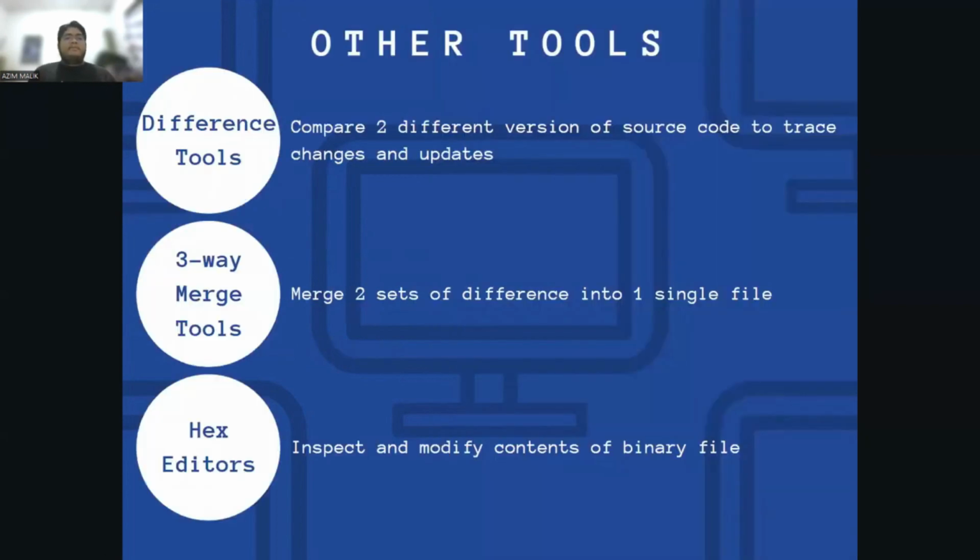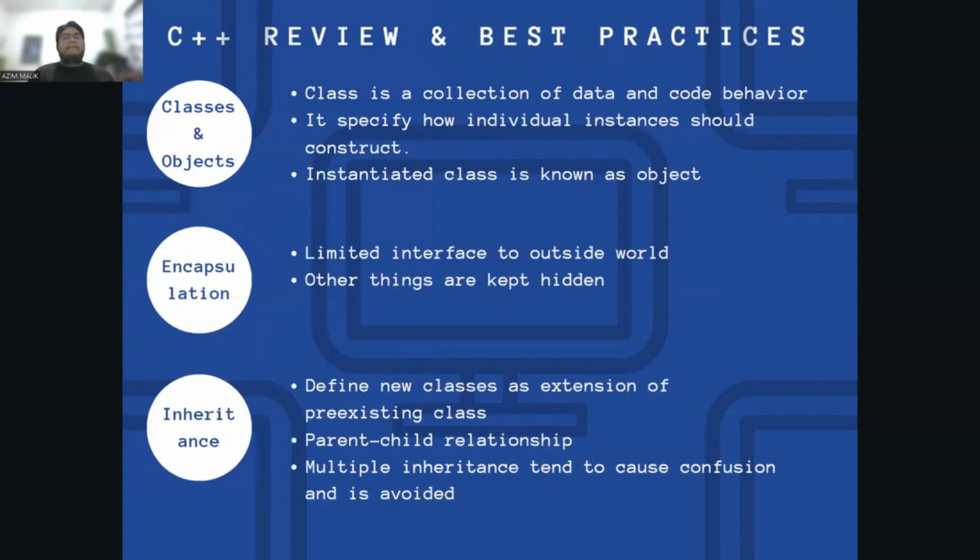Here are some other tools. The tools are the difference tool, three-way merge tool, and hex editors. The difference tool is to compare two different versions of source code. The three-way merge tool is to merge two sets of differences into one single final file. And then hex editors are to inspect and modify the contents of a binary file.